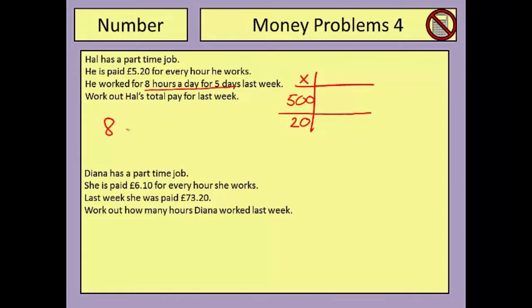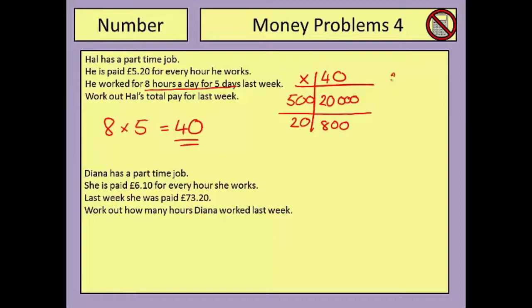8 hours a day, and I had 5 lots of that in the week, means he worked for 40 hours. Be really careful when you get to problems like this that they don't throw you. So I'm going to multiply this by 40, and that's going to give me this value here.